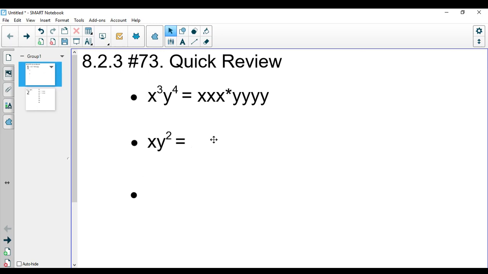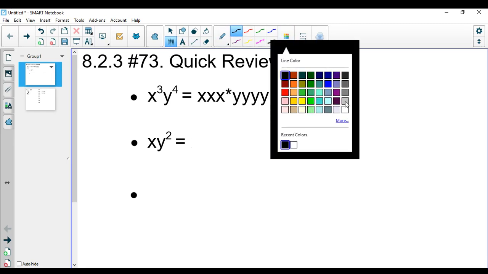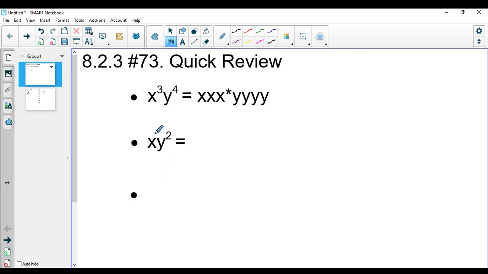If we have x times y squared, a lot of kids are making the error thinking that it's xy that is being squared. Just because we don't write in the exponent on the x doesn't mean that it's not there. But when there's only one factor of x, we tend not to put the exponent. So this problem should actually read x to the first times y squared. The squared is only on the y.